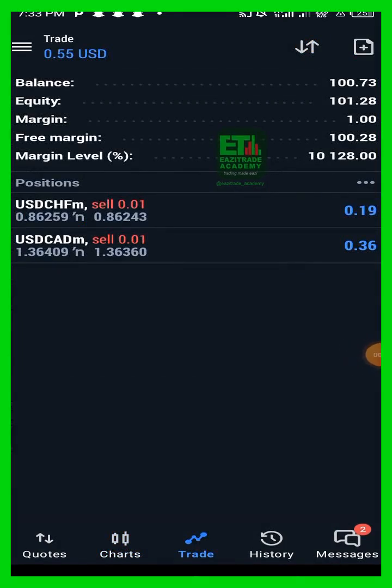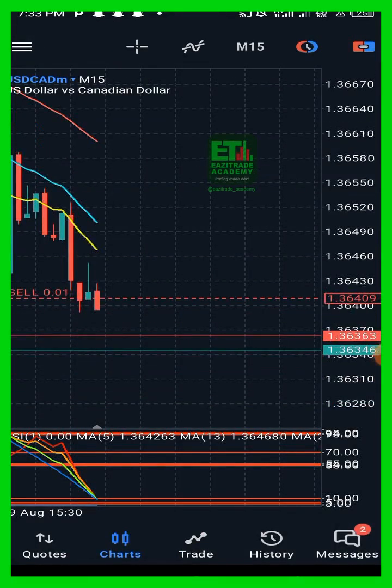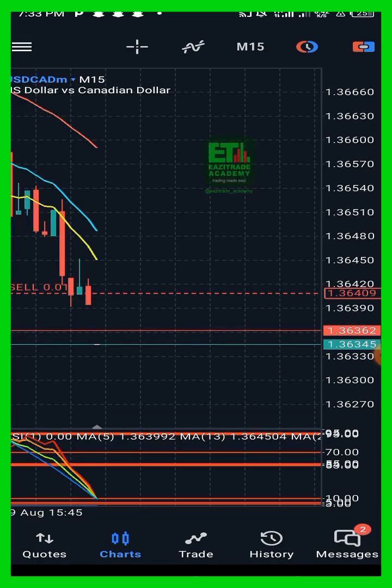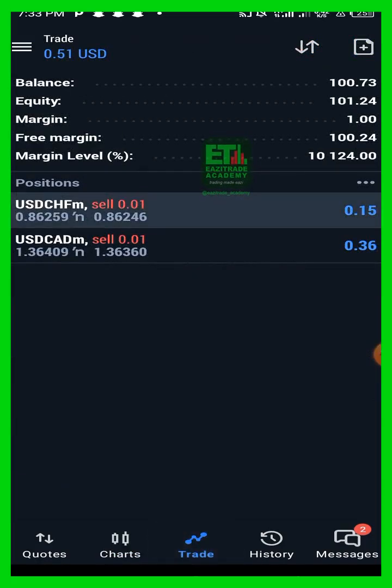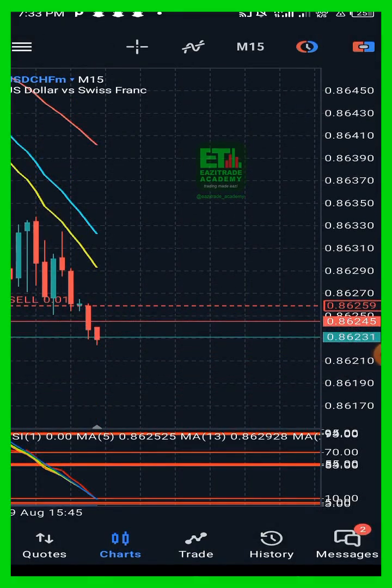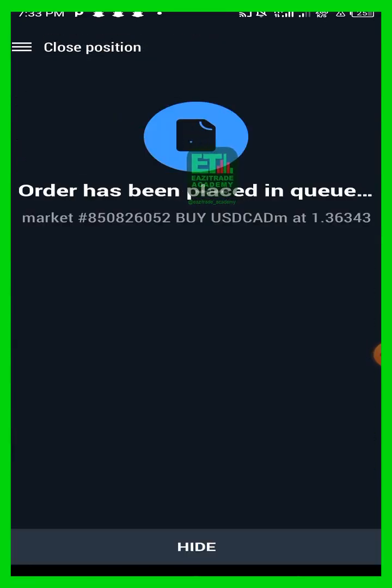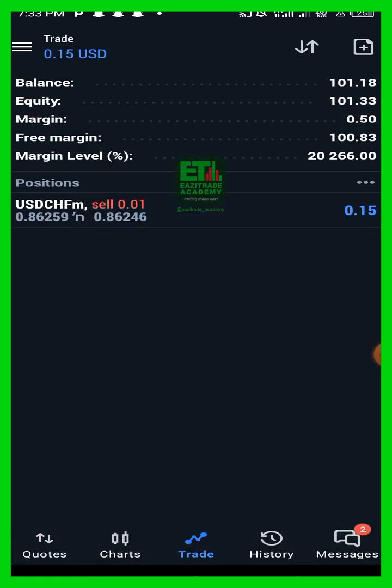All right, can we see how juicy this is? USD CAD going as predicted after the evening star is spotted. Same with USD CHF, although USD CAD seems faster. All right, so this is another win recorded. I've closed in profits. All right, I've closed in profit.